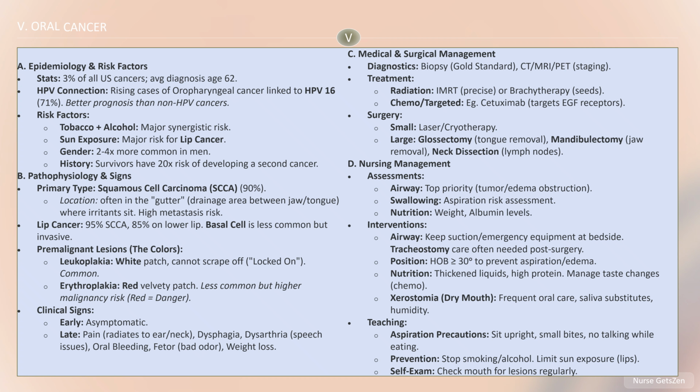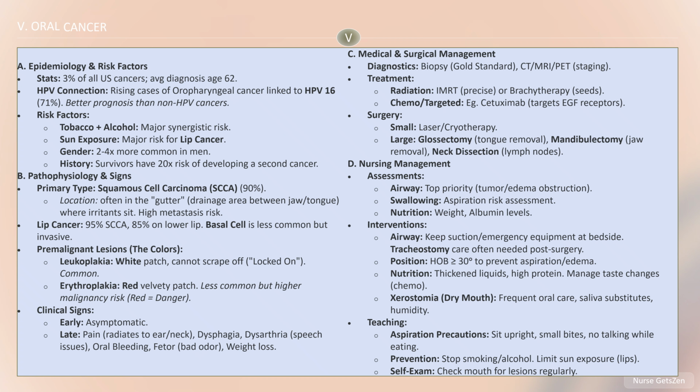Chest X-ray to rule out metastasis to the lungs, and panorex films, which are X-rays of the mandible to check for bone invasion. For HPV status, patients are tested for HPV.